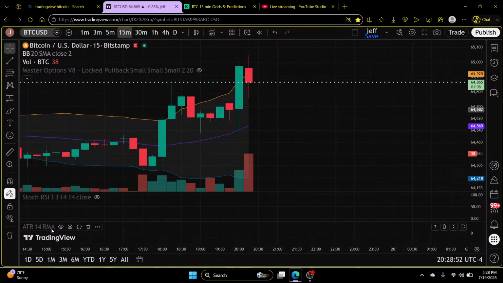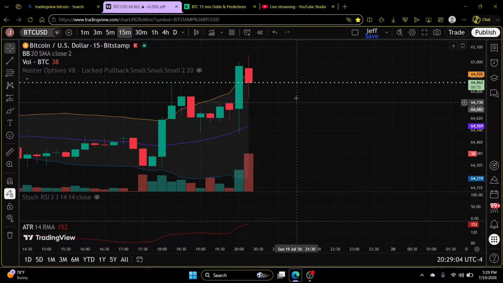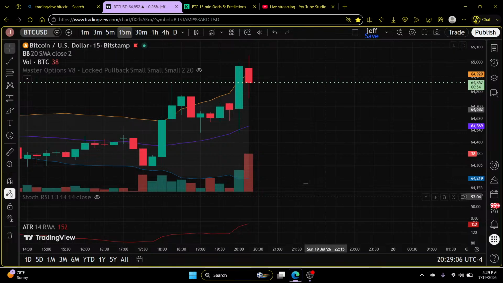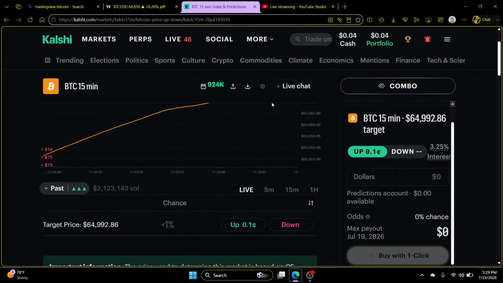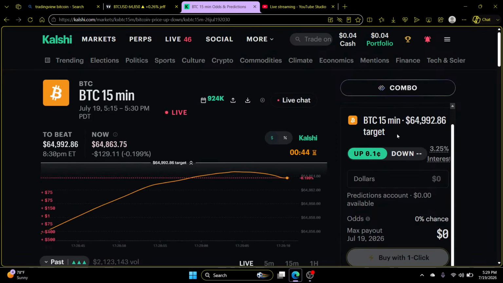Oh, and the ATR down here on the bottom. This website's all free, and all this stuff is free. That means 152. That's how much money it's moving every 15 minutes, so about $152 in either direction. That's also a very good indicator to use. So we have 50 seconds left. Like I said, I think the next one's going to be up.